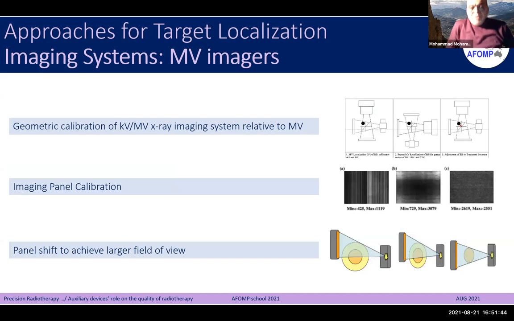More tests: geometric tests, imaging tests, and some extra tests. Then we have three different sections of imaging devices, actually tests in the room, including geometry, which depends on the technique that you need and tolerances. There are lots of tests you should do, or physicists have to do. And imaging panel calibration, as the imaging section, should be checked and compared. We usually do the image calibration on a monthly basis. And panel shift, if you are thinking about a large field of view.